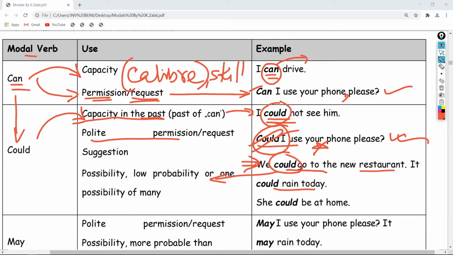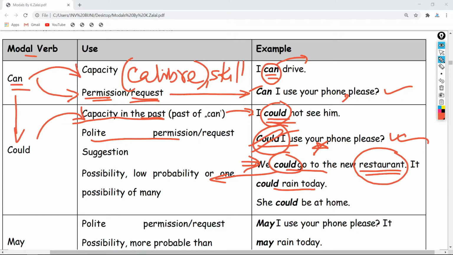Suppose you are visiting a particular restaurant. The things are not up to the mark. The food item or other menu that is served is not up to your liking, or it is very, very costly. Then you say, we could go to the new restaurant.